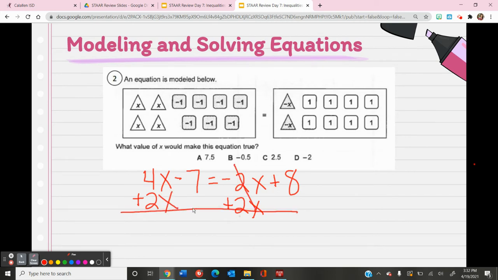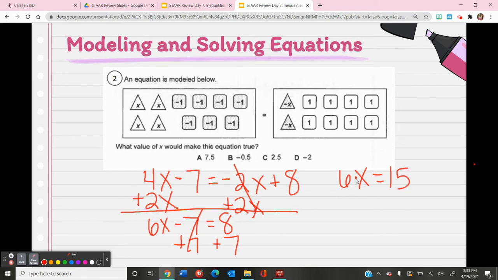Once I do that, this cancels out. 4x plus 2x is 6x, minus 7 equals 8. Now I want to see what is being added or subtracted to my x value. So I have 7 being subtracted. I want to cancel that out, so I'm going to add 7 to both sides. This cancels this out. I'm left with 6x equals 8 plus 7, which is 15.